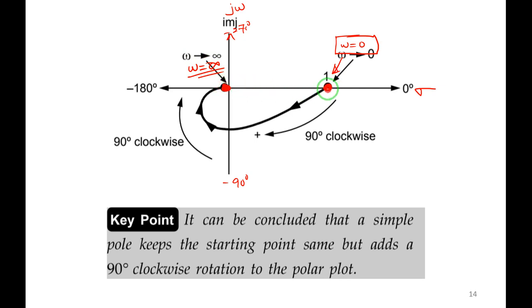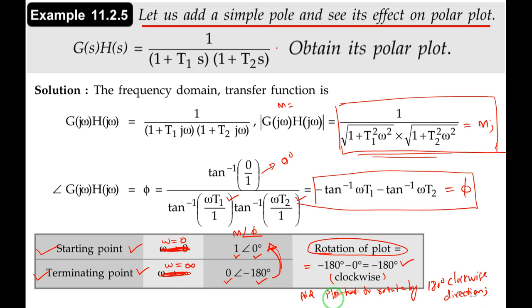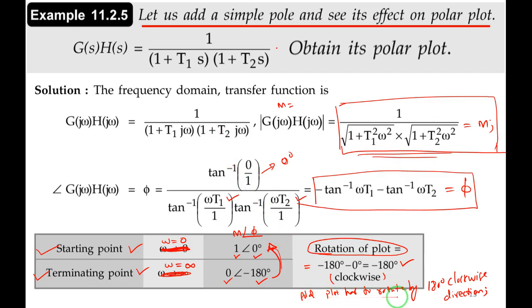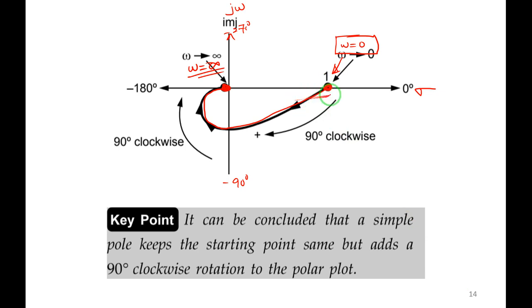This is the starting point. Then what is the rotation of the plot? The plot has to rotate by 180 degrees in clockwise direction. Observe here. If it comes and rotates and joins like this, it is 90 degree rotation, if it joins here only. But 180 means it has to cross this 90 degree line. So from here to here 90 degrees, another 90 degrees, and you join it here like this. It is totally 180 degrees clockwise. This is the clockwise direction, so this is the polar plot.